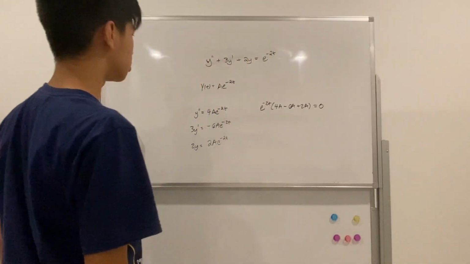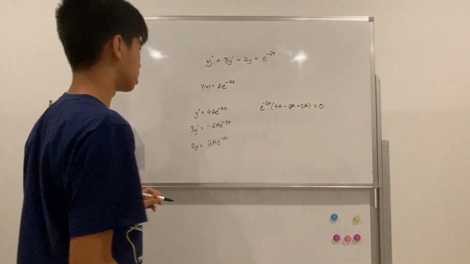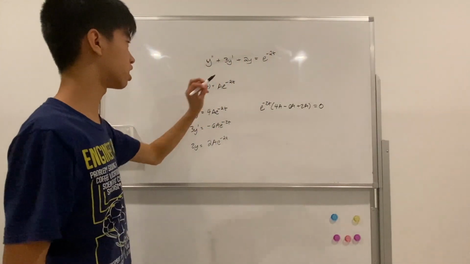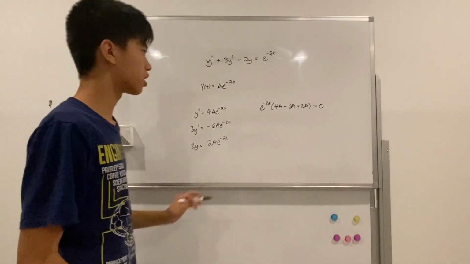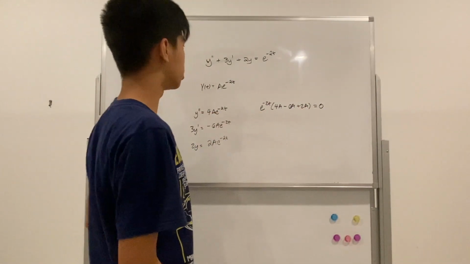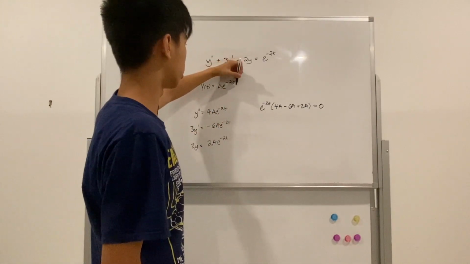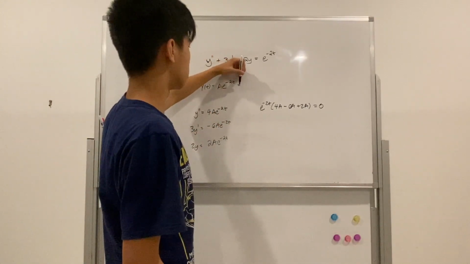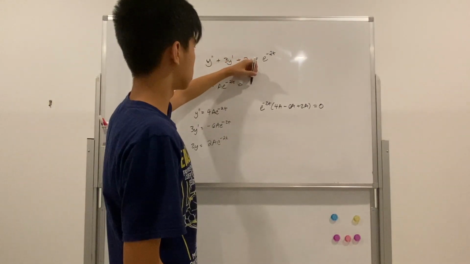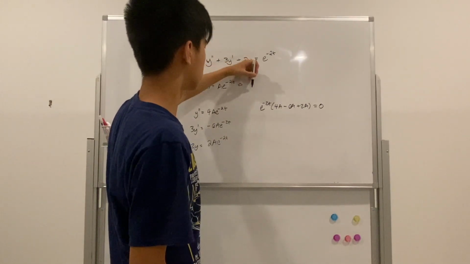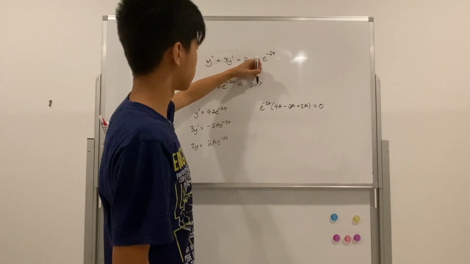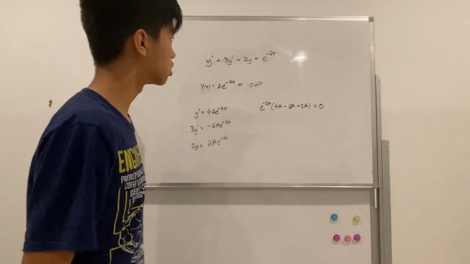Well, you see, plugging in y of t equals A e to the negative 2t would just lead to 0, and you can't have 0 as your answer because that would just mean this equals 0. That doesn't work.